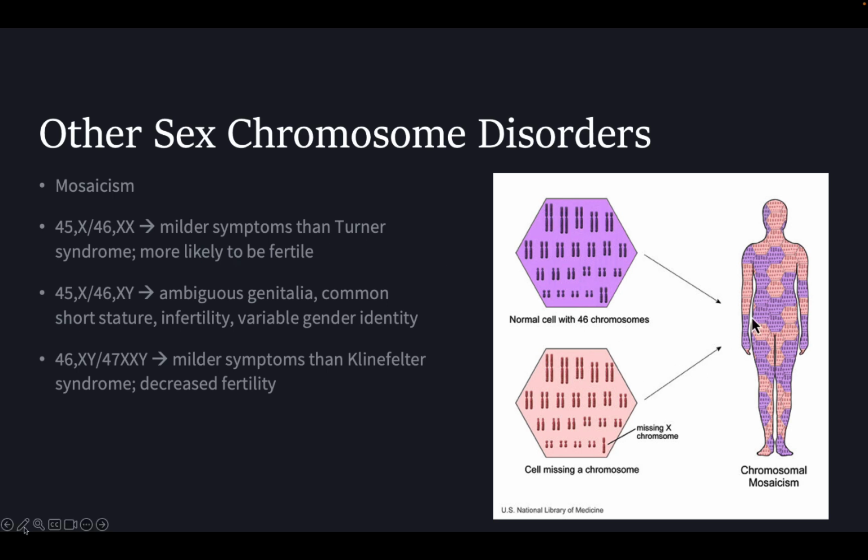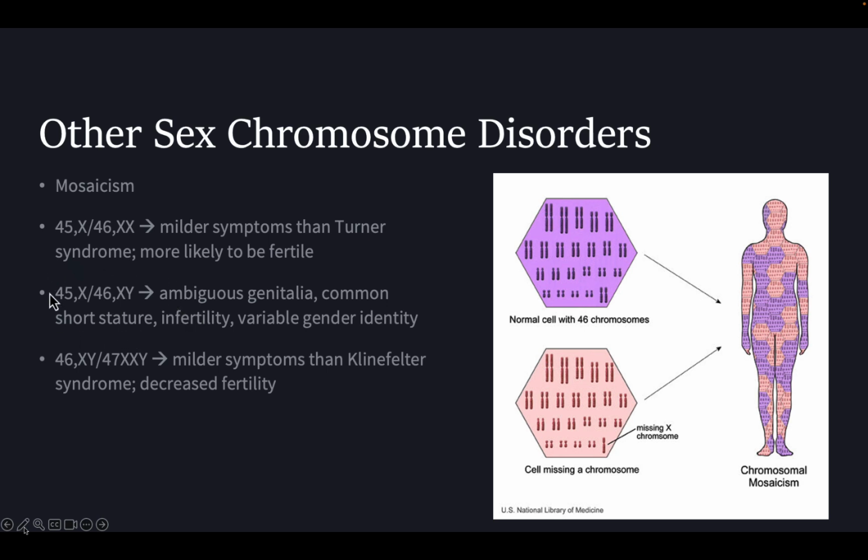So this could result from perhaps the zygote, right after fertilization, was technically XX, but maybe during early embryonic development, there was an issue during cell division where one set of cells didn't get the appropriate number of X chromosomes.